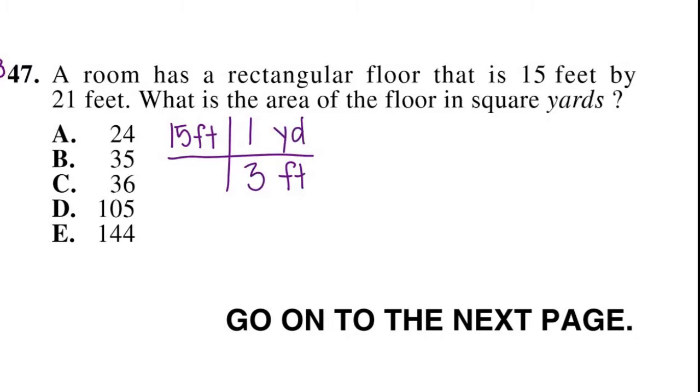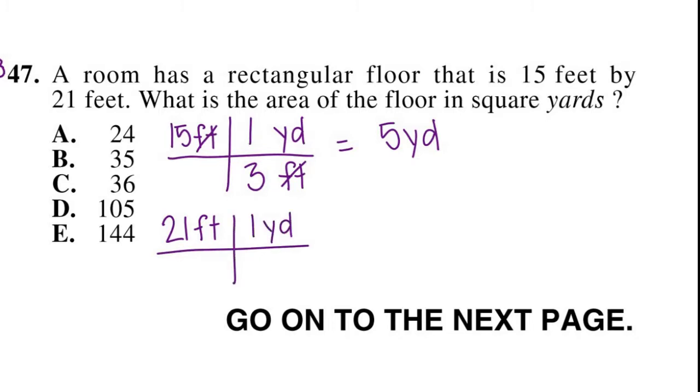That is 3. So here we cancel the feet. We end up with yards. 15 divided by 3. That leaves us with 5 yards. Then we do the same with 21. So we have 21 feet. Again, there are 3 feet in 1 yard. Feet cancel. 21 divided by 3 leaves us with 7 yards.